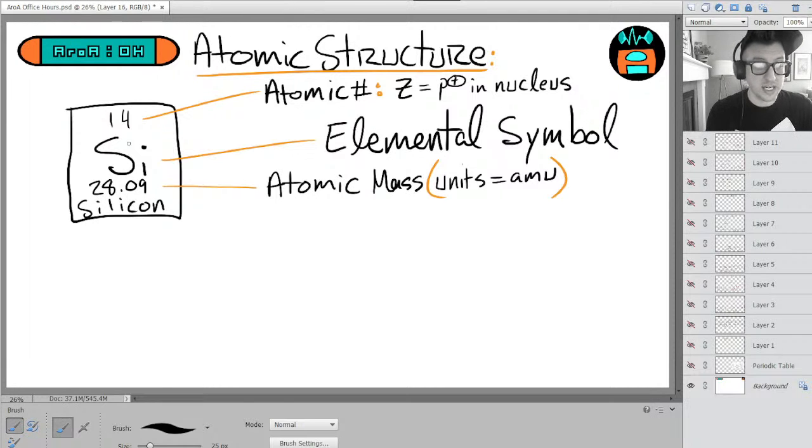You don't have to memorize any element names. They'll all be provided for you on the exam. All right. So on the periodic table, we have the atomic number, the number of protons, the elemental symbol, and the mass, how much each element weighs. One thing you'll notice is that there is no information about electrons or neutrons.